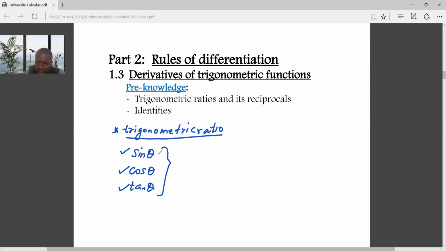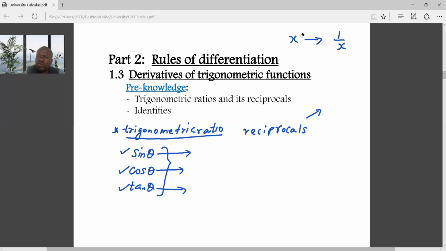Then now, these ratios have what you call the reciprocals. Reciprocals are just the opposites of these actually. Like if you say, what is the reciprocal of x? Obviously, the reciprocal of x is 1 over x. So this is called the reciprocal.